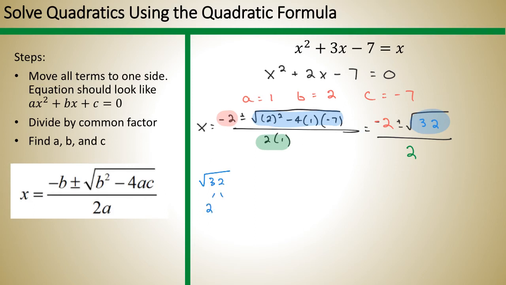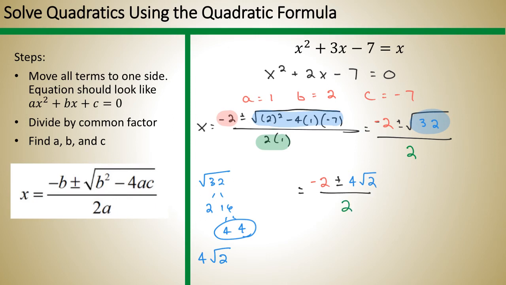That breaks apart as 2 and 16. 16 breaks apart as 4 and 4. So since I have a pair of 4s, that means we have 4 on the outside and root 2 on the inside. So now that is going to go in the place of root 32. So this thing is now equal to negative 2 plus or minus 4 root 2 all over 2.